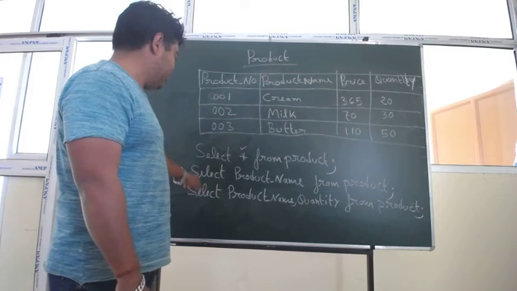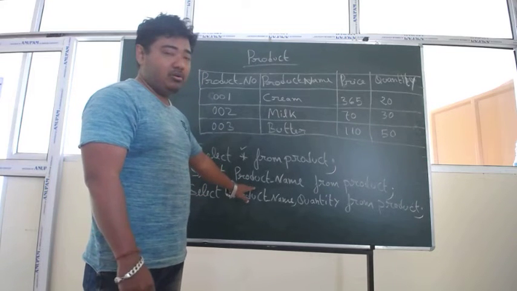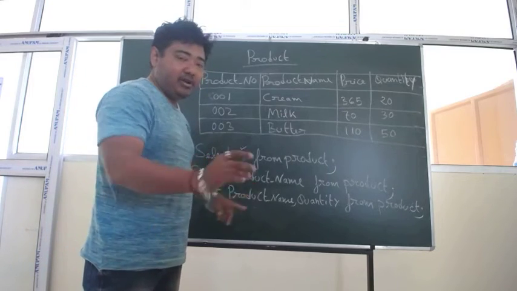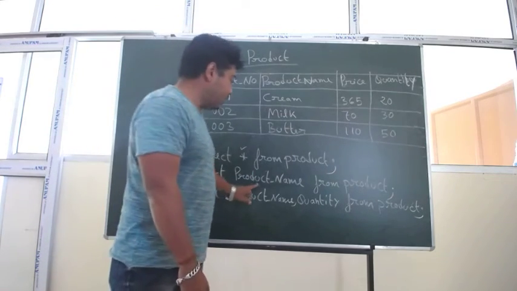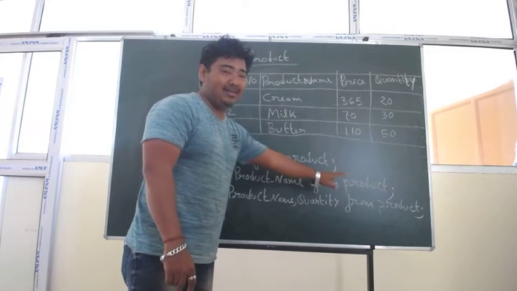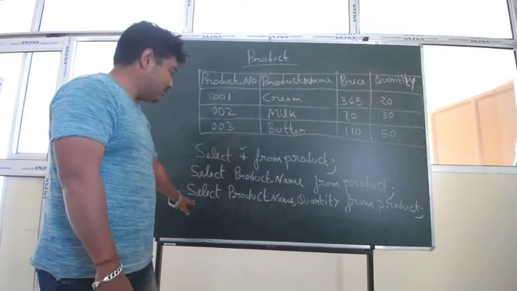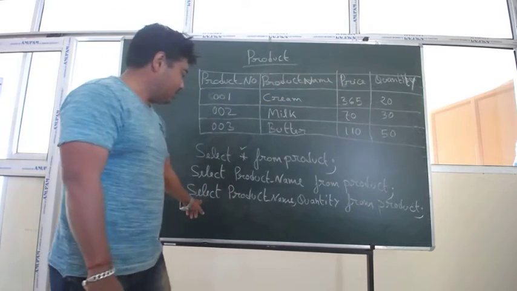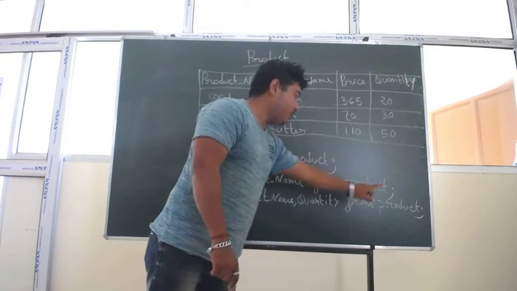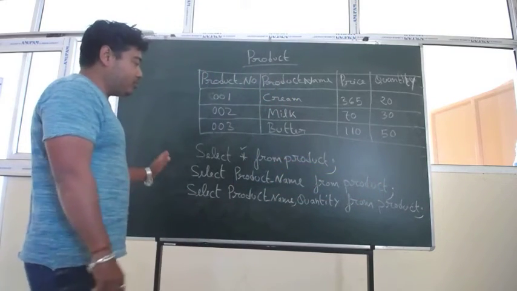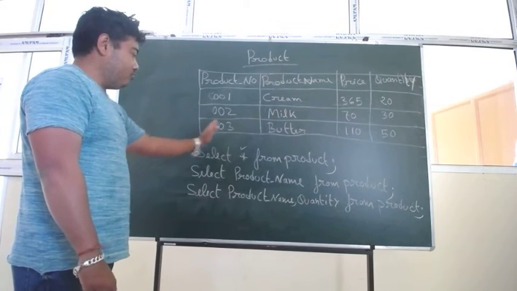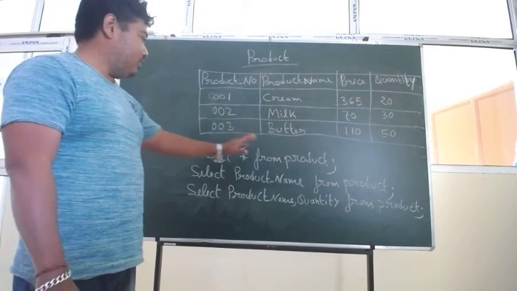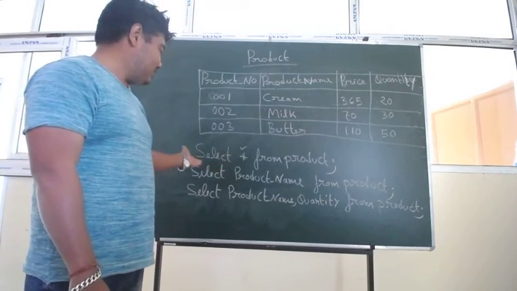Suppose a particular field name has been given. Like here, I want to see only the product name. In that case, select whatever field name is given in that question, product name, from table name. Product is nothing but the table name. Next one, select. Only two fields I want, so product name and quantity. So select product name, quantity from product. So this is how you have to use the select command to see the content of the table. I think this much is clear about the select command.